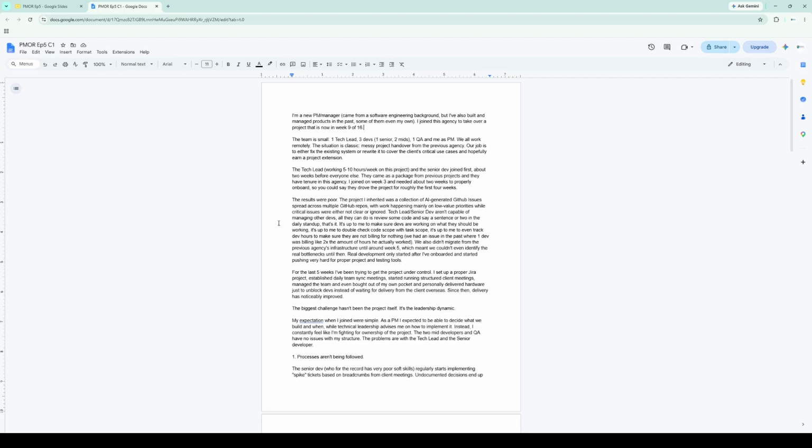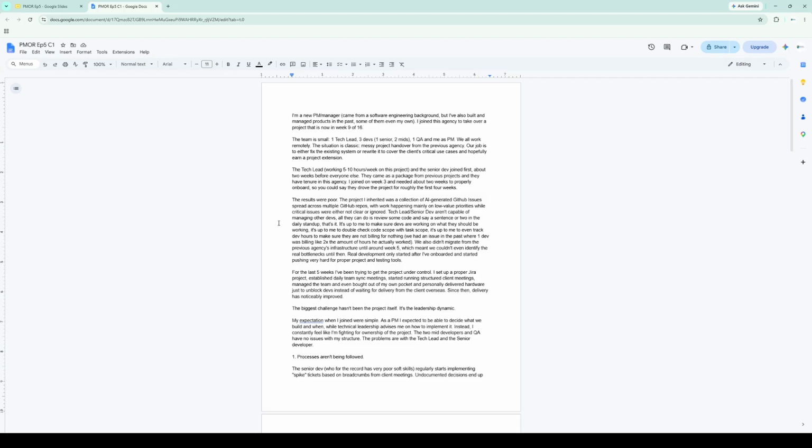The results were poor. The project I inherited was a collection of AI-generated GitHub issues spread across multiple GitHub repos, with work happening mainly on low-value priorities where critical issues were either not clear or ignored. Tech lead, senior dev aren't capable of managing other devs. All they can do is review some code and say a sentence or two in the daily stand-up. That's it. It's up to me to make sure our devs are working on what they should be working on.